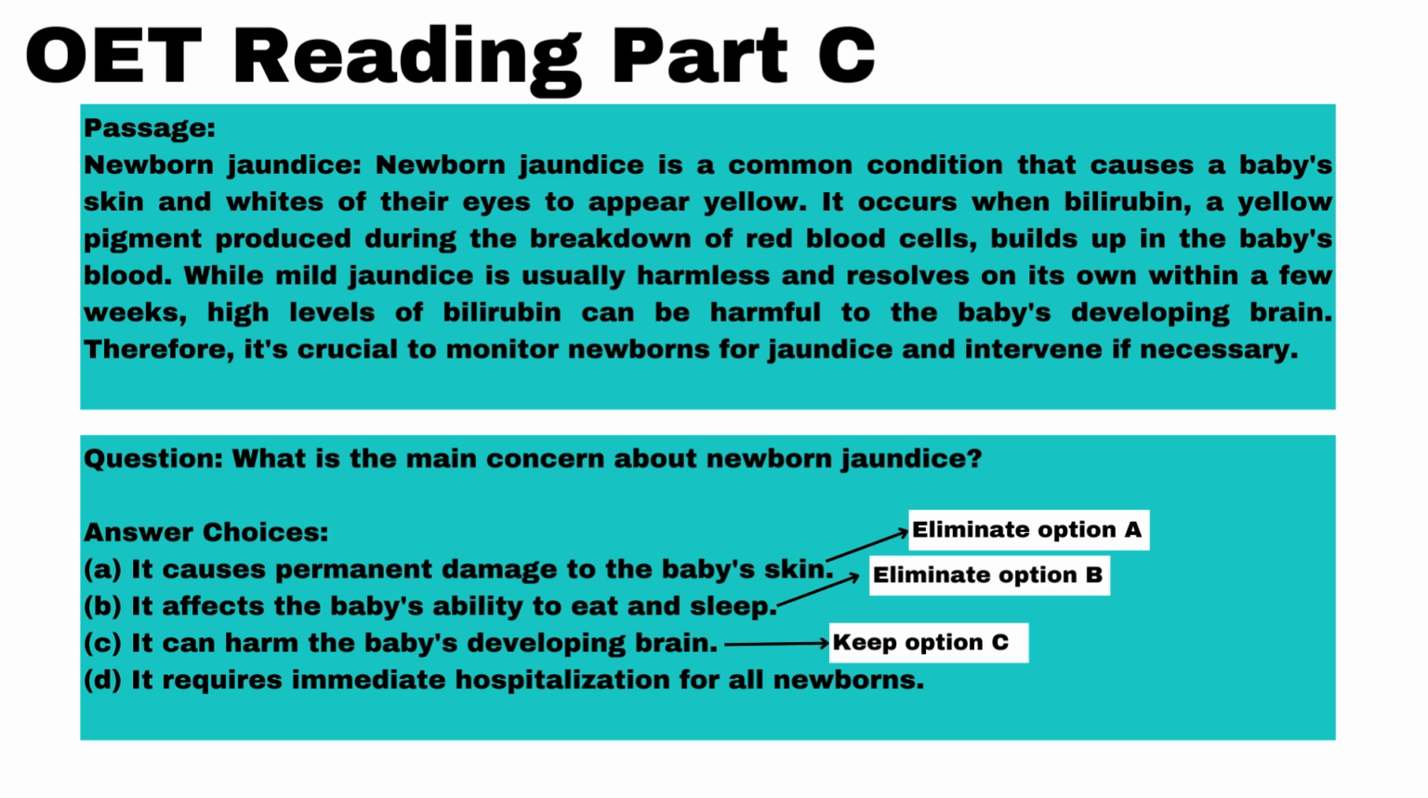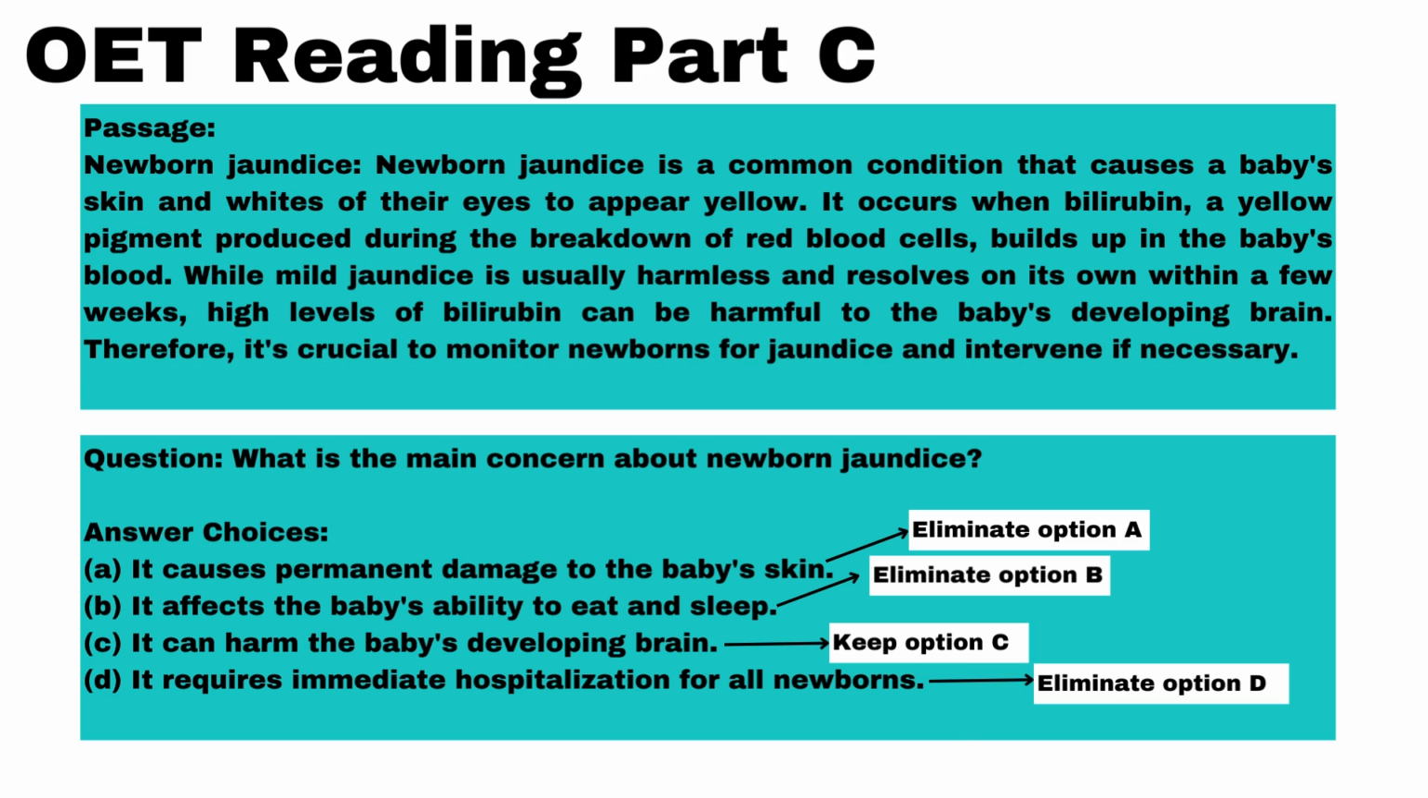Option C directly addresses the main concern mentioned in the text. Keep this option. The reason for keeping this option is that it directly addresses the main concern highlighted in the text. The sentence, "Therefore, it's crucial to monitor newborns for jaundice and intervene if necessary," further emphasizes the potential danger to the brain. The clue in the text advises us to look for phrases like "harmful to the baby's developing brain," "crucial to monitor," and "intervene" to confirm alignment with the answer choice.